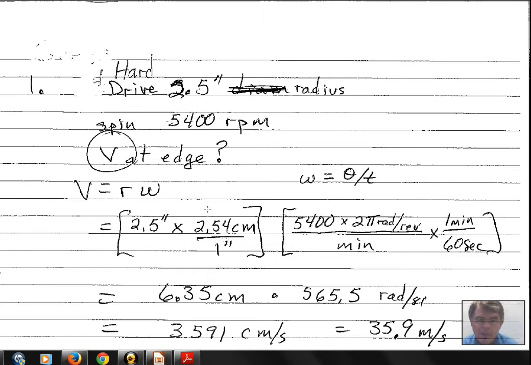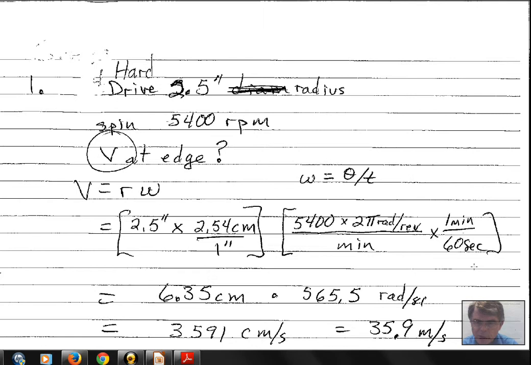For the omega, 5,400 revolutions per minute. How many radians is that? One revolution is 2 pi radians. So a conversion here, 5,400 revolutions, 2 pi radians per revolution on the top. And then it's per minute, and we want seconds as a more standard unit. So we convert here using the conversion factor: 1 minute is equivalent to 60 seconds.